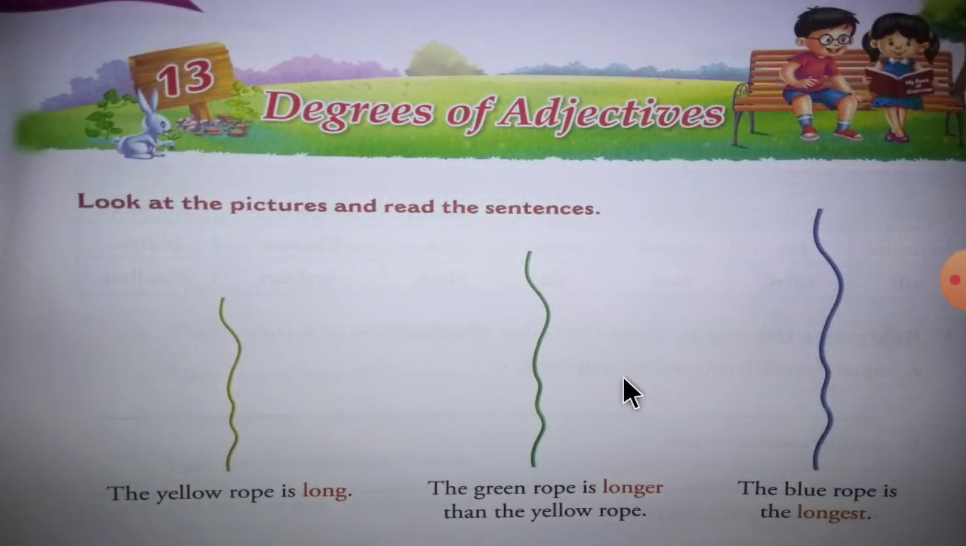Now, these lines you have already done, so I'm just reading them once. The yellow rope is long. The green rope is longer than the yellow rope. The blue rope is the longest.